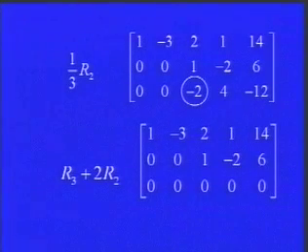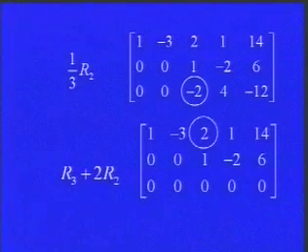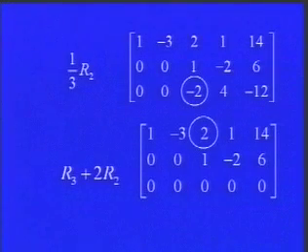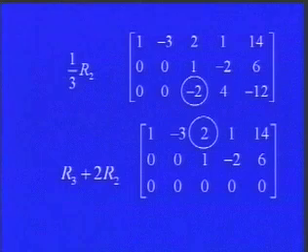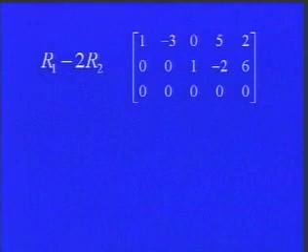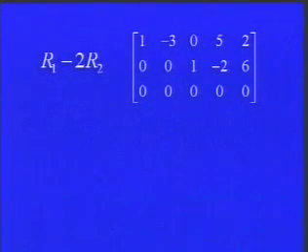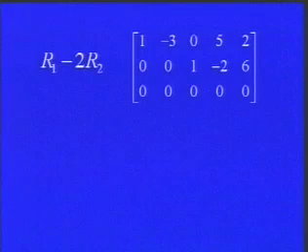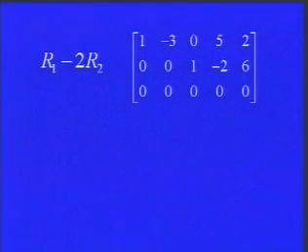But now I need to get rid of the 2 that was above that leading 1. I need to make that a 0 as well. So I need to do row 1 minus 2 row 2. And that gave me the third column being 0, 1, 0.